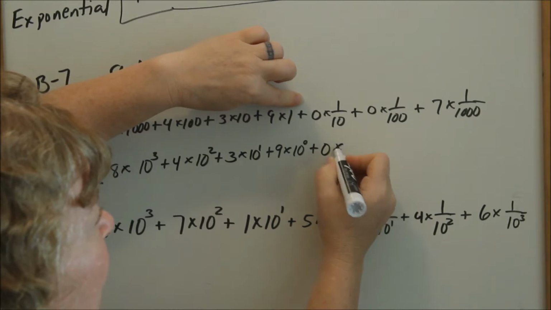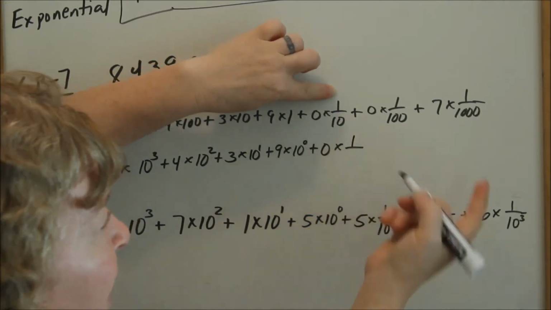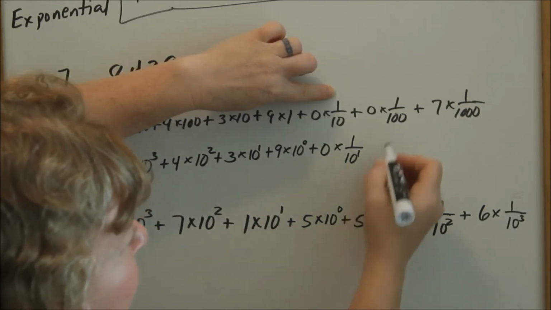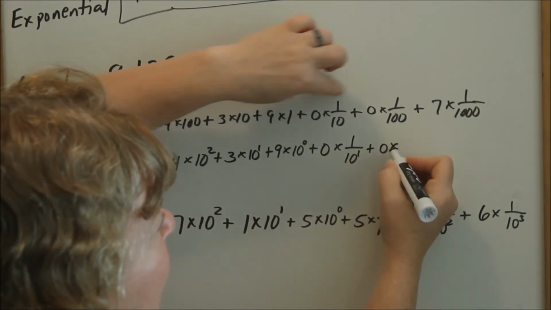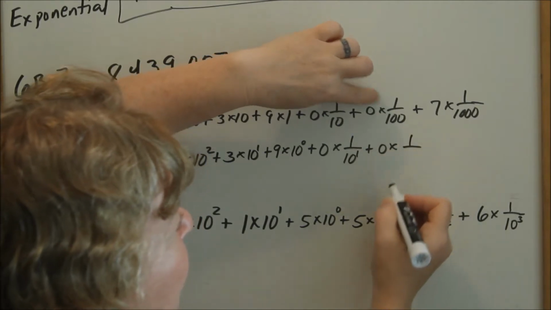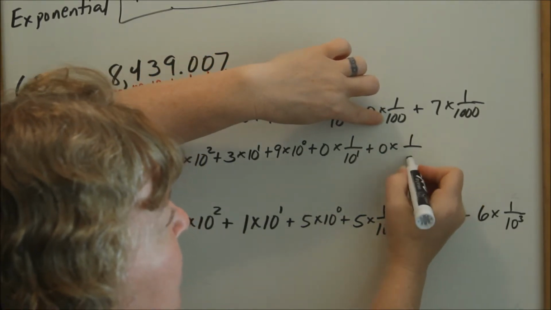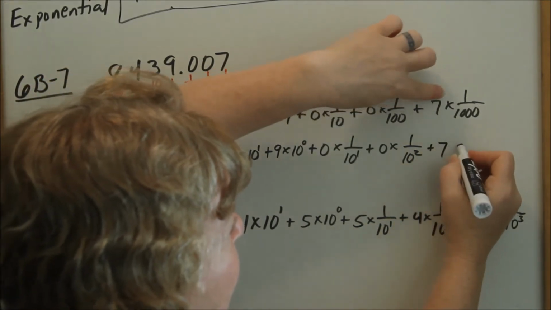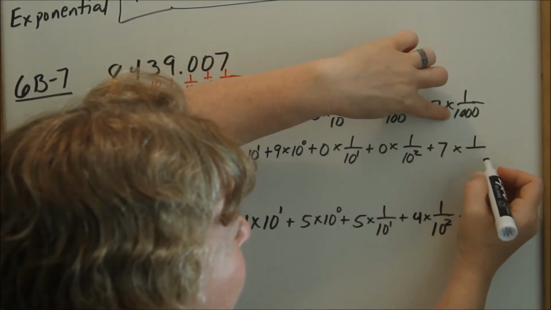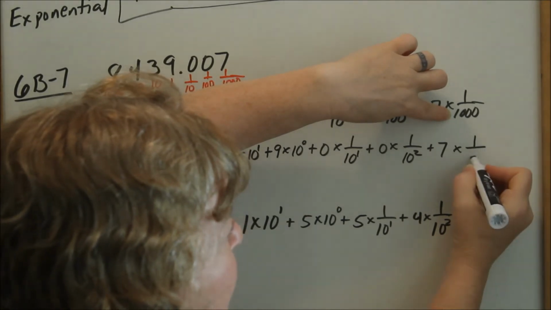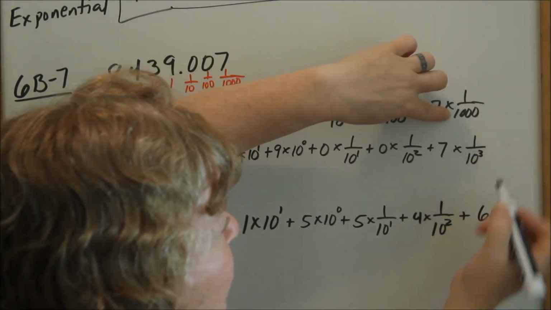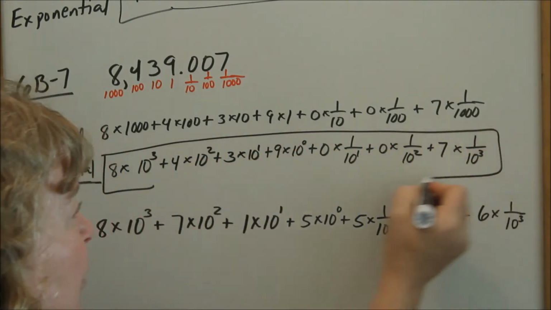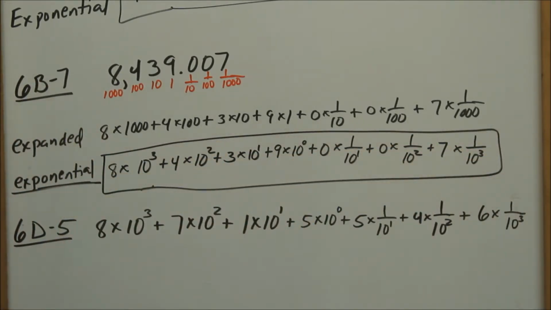Plus 0 times, anything that's 10 or bigger, you're putting it in 10 to the something exponent. 10 to the first exponent, but keep it as a fraction. Plus 0 times 1 over, we're putting 100 into 10 to the something exponent. 10 squared. Plus 7 times 1 over, you're putting the 1,000 in the denominator to 10 to the something power. 10 to the third power. And then this is exponential notation for that problem.